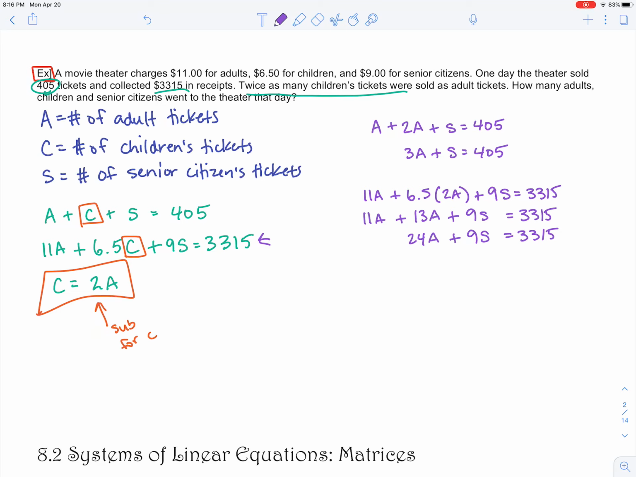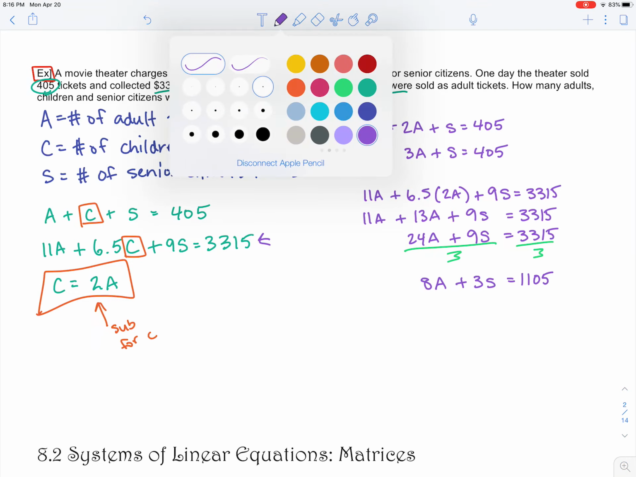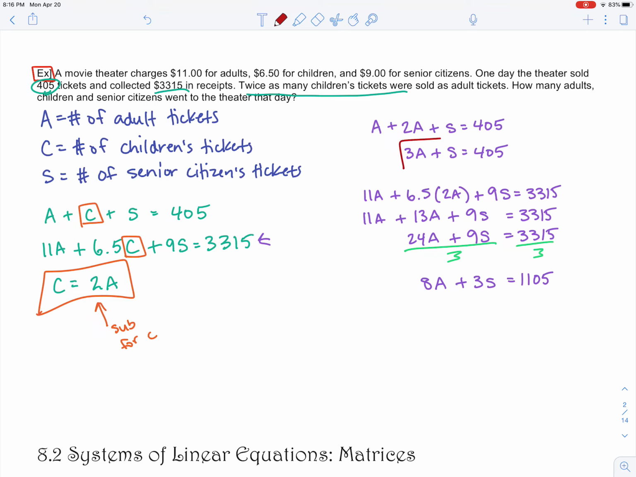Looking at these numbers, 24, 9, and 3315, they all are divisible by 3, so I think I will divide both sides by 3 just to make my numbers smaller. I don't have to do that, but I like to work with smaller numbers. So I have 8A plus 3S equals 1105. Okay, so what I've done here by replacing C with 2A is I've broken this down into a 2x2 system. So if I look at these equations that I've boxed, let's name them A and B.